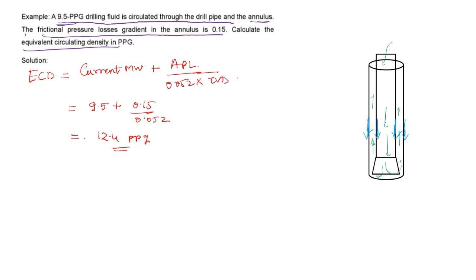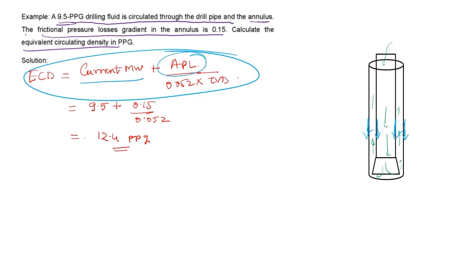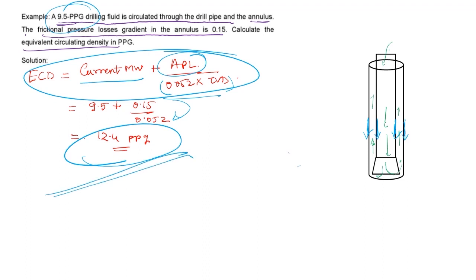Now when I am experiencing annular pressure losses, this is the formula for finding out ECD: ECD will be equal to my current mud weight plus my annular pressure loss divided by 0.052 into TVD. Now on placing the values, my ECD will be 12.4 pound per gallon. That means my original mud weight was 9.5 pound per gallon, and because of this annular pressure loss, my ECD would be 12.4 pound per gallon.